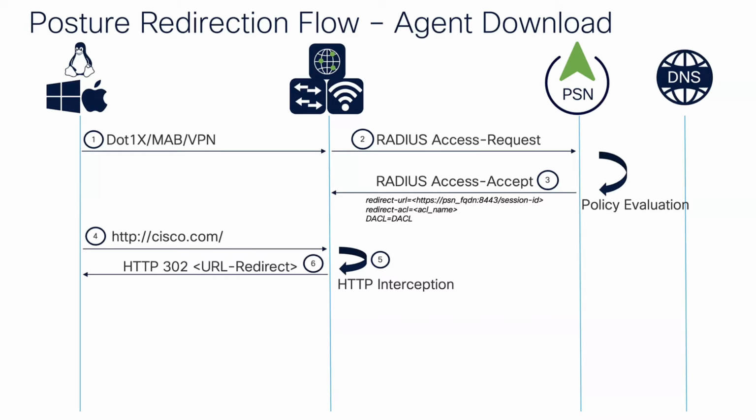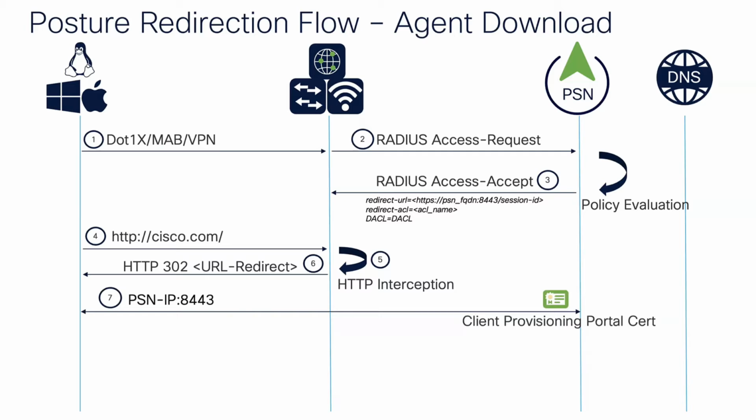It will send an HTTP response with the 302 code, having the URL redirect. That URL redirect itself contains the PSN FQDN and a port number that it is supposed to contact. Knowing that the browser is supposed to be redirected to so-and-so PSN client provisioning portal, the browser gets redirected to the client provisioning portal on a PSN IP over port 8443, and the connection is secured with the client provisioning portal certificate.